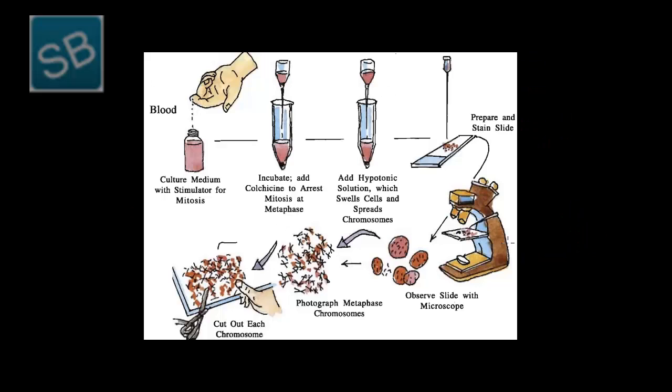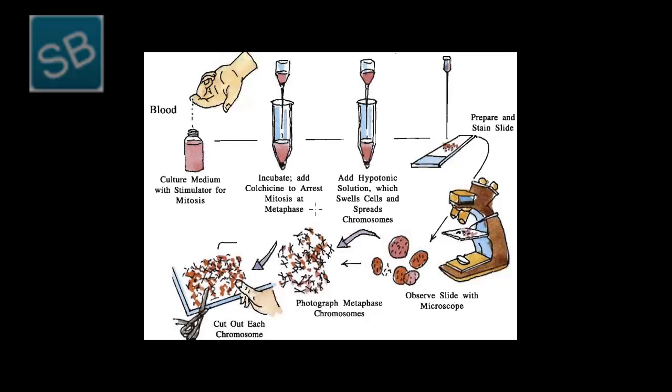This figure depicts the blood culture method. As can be seen from the figure, the blood that is to be used in this method is taken as a culture medium and is prepared in such a manner that the cell division process can be observed. This blood culture is incubated, and after some time, a reagent named colchicine is added to arrest the cell division process at the metaphase stage.